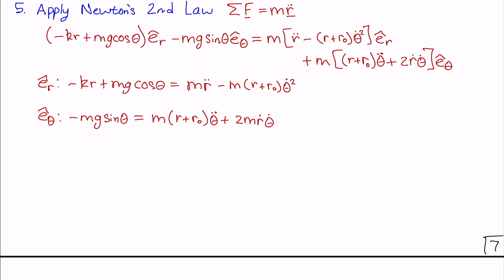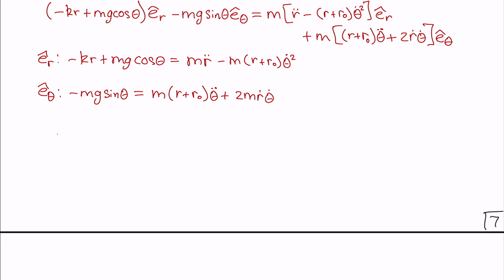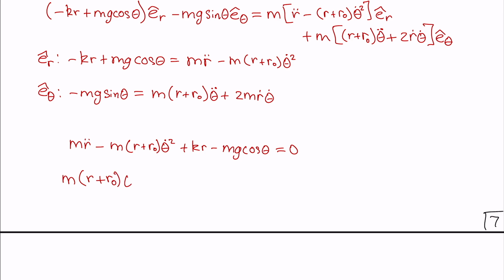From here, we can put this in a more standard form, where we'll have m r double dot minus m (r plus r0) theta dot squared plus kr minus mg cosine theta equal to 0, and then m times (r plus r0) theta double dot plus 2m r dot theta dot plus mg sine theta equal to 0.